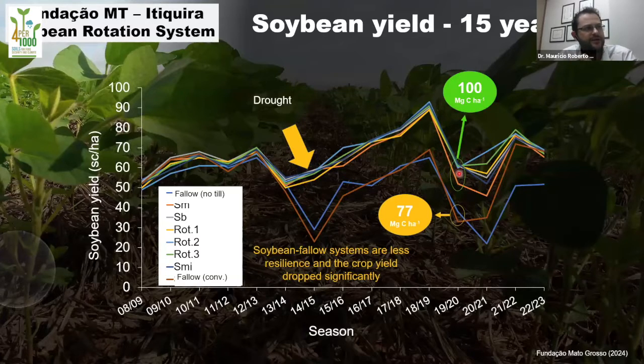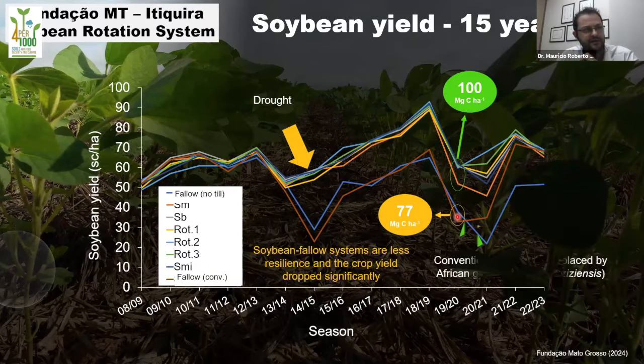And the colleagues measured soil carbon stocks in 2020 and saw the average of these 5 treatments here is 100 tons per hectare, and for both low yield treatments was 77 tons per hectare. So we have a difference. It's a carbon stock for 0 to 30.